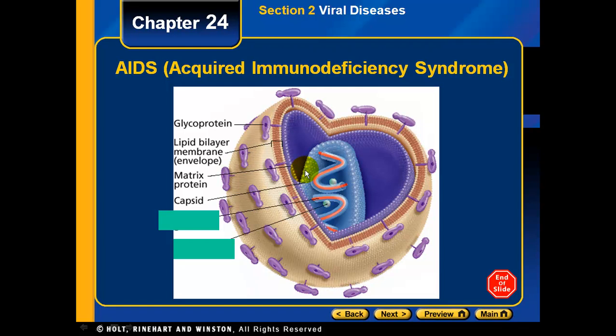Okay, capsid for the virus. Then you have, this is your RNA right here. And your enzyme is right there, reverse transcriptase. That enzyme is responsible for taking the RNA and turning it into DNA. All right, so you'll get that diagram in class.